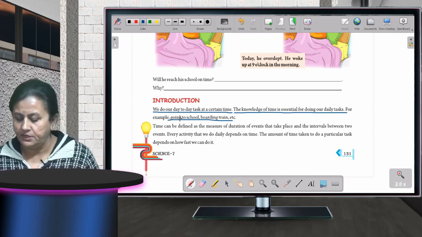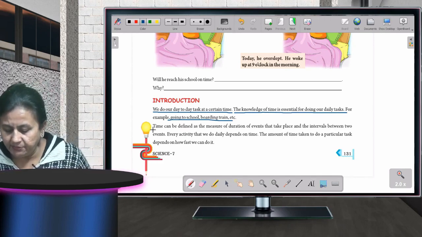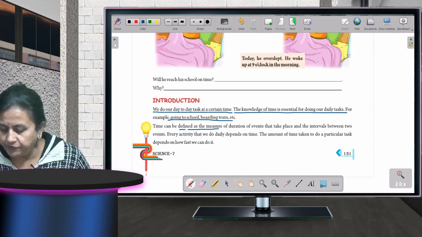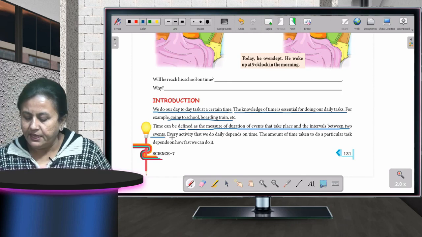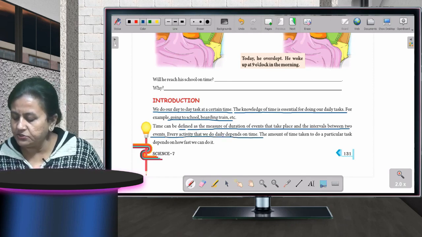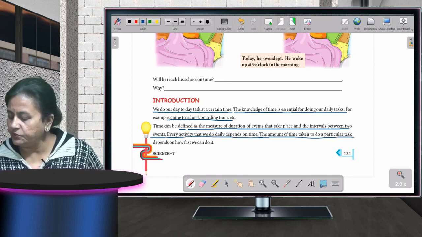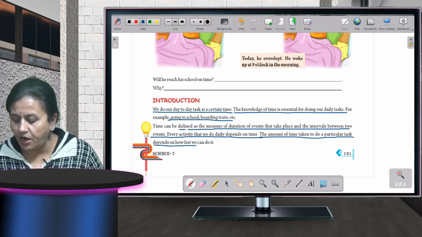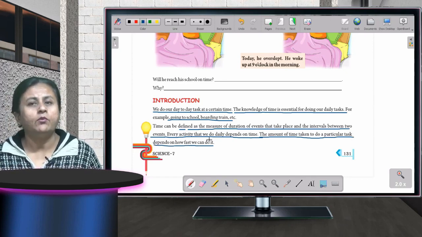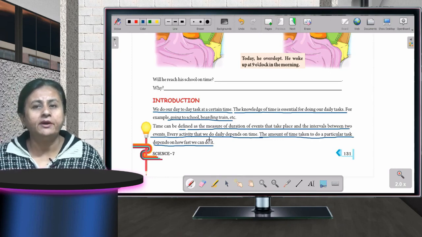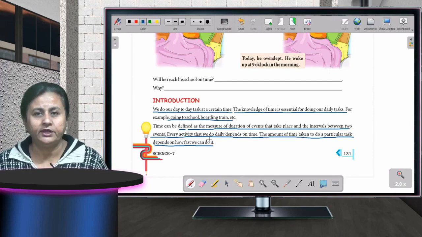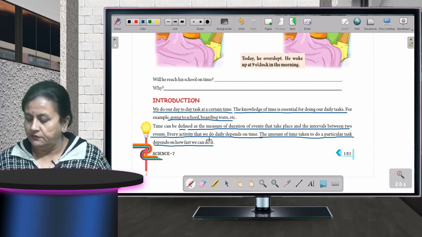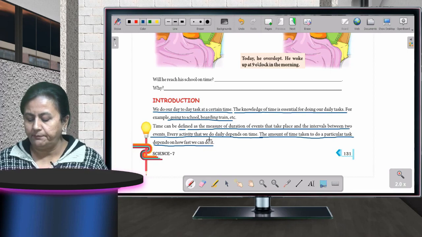Fine, children? So time can be defined as a measure of duration of events that take place and the intervals between two events. Every activity that we do daily depends on time. The amount of time taken to do a particular task depends on how fast we do it. What is our speed? How much energy we are using, how fast we are doing. That depends on how much time we are taking.